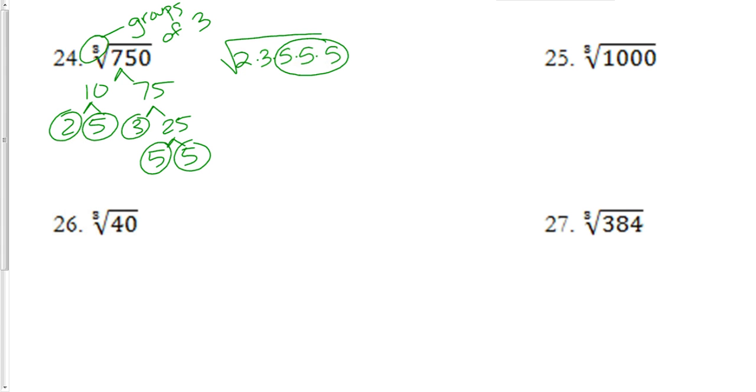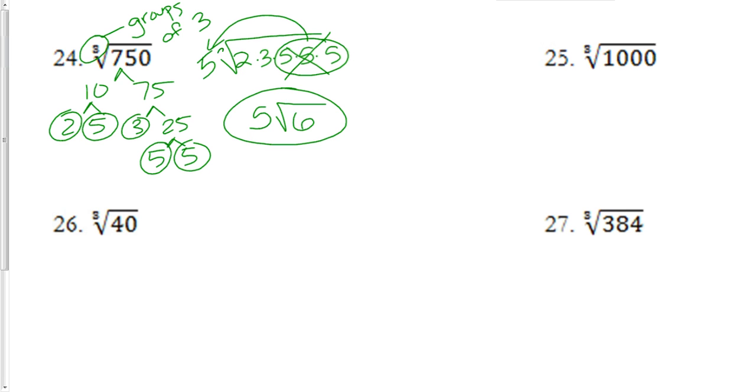I've got my group of 3. Same rules as square roots. A group brings 1 outside. That means I've got 5. Multiply the 2 and the 3 back together to give me the... sorry, don't forget my cube. Cube root of 6.